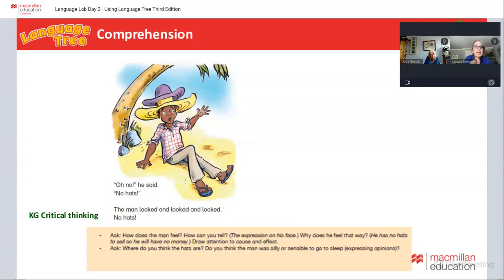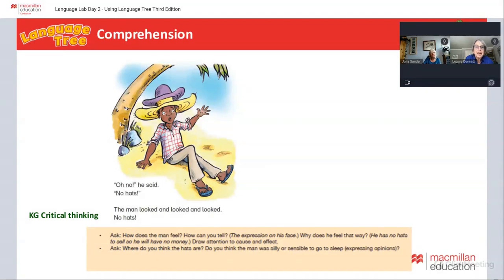In this story from grade K, a hat maker is going to market with a lot of his hats to sell, and he decides to sit down and have a sleep, and when he wakes up, all his hats are gone. And although the printed text is very simple, the teacher's note asks students to make inferences, to identify cause and effect, and to express their opinion. So you may not be able to read it, but it says, how does the man feel? How can you tell? And that would be by the expression on his face.